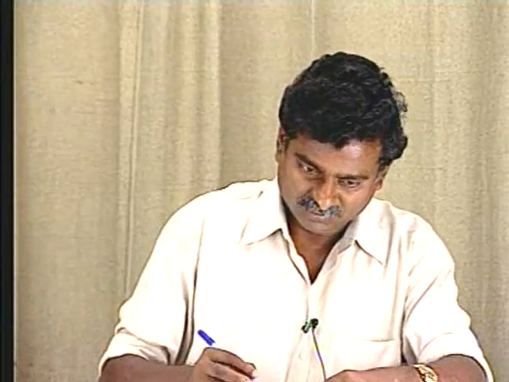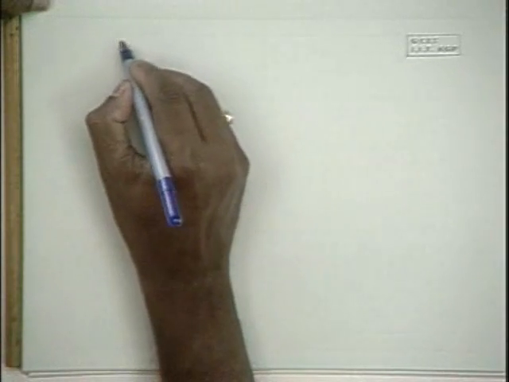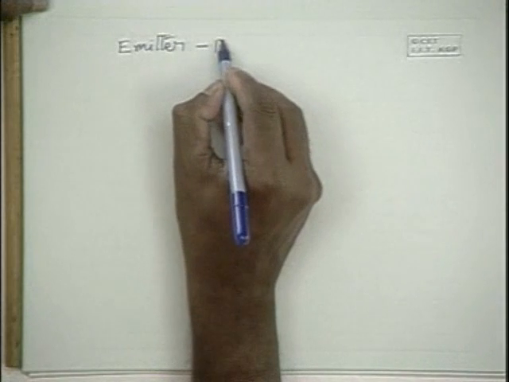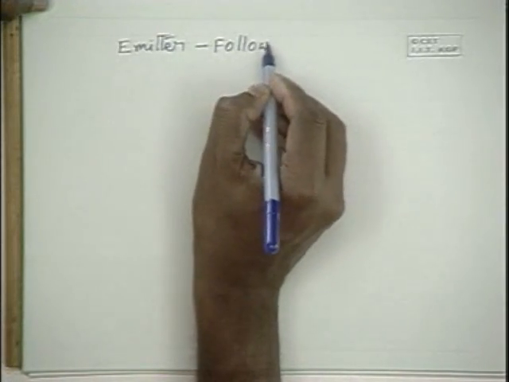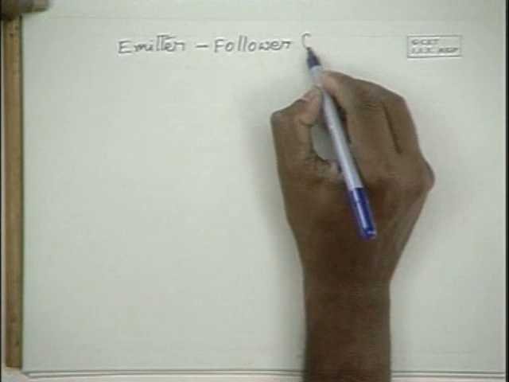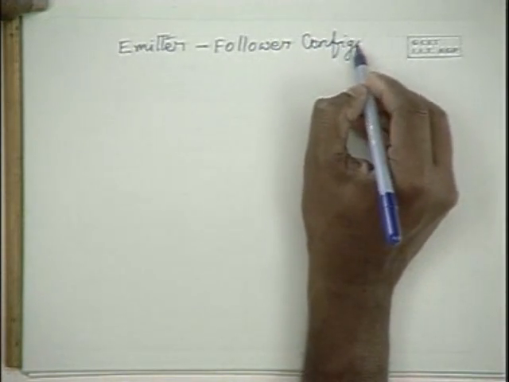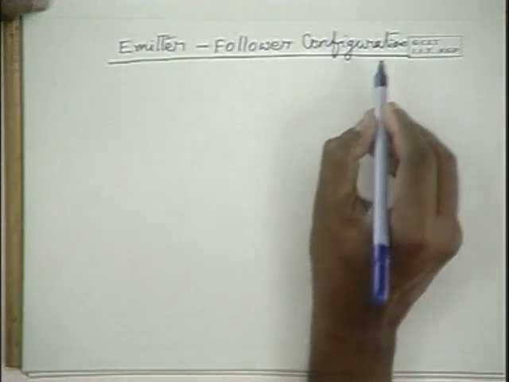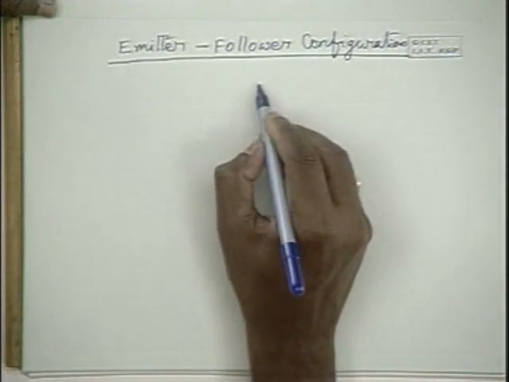Now let us discuss the emitter follower. There is an interesting circuit, known as the emitter follower configuration for a transistor amplifier. The circuit is given like this.